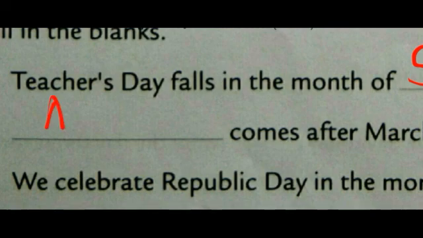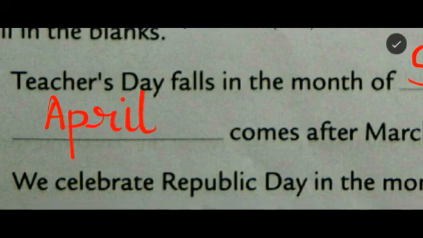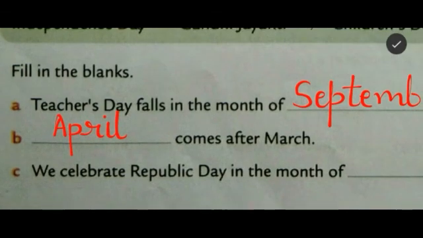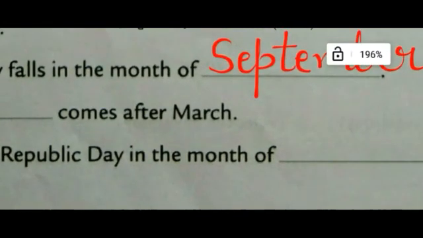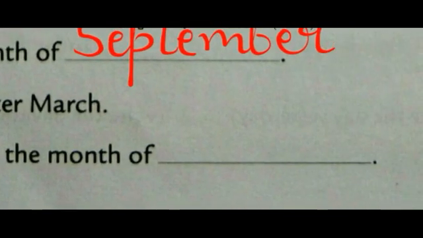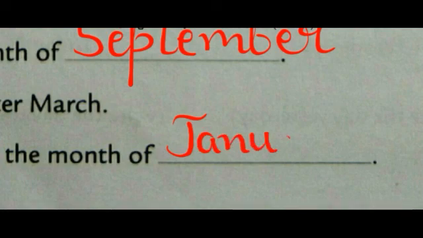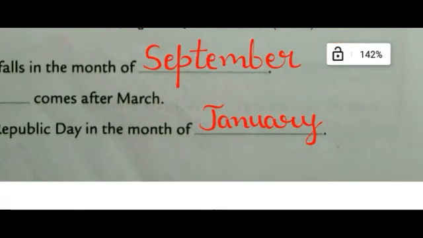So we will write the spelling of April. A-P-R-I-L, April. Okay. Now the last one. We celebrate Republic Day in the month of. So when do we celebrate Republic Day? In the month of January. 26th of January every year. So we will write the spelling of January here. J-A-N-U-A-R-Y, January. Okay, scholars?